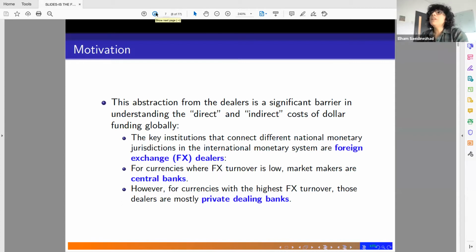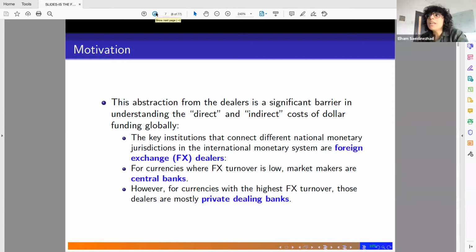So the problem with the current literature, as we just said, is that they are abstracting from the foreign exchange dealers. However, this abstraction is going to be an important obstacle for our understanding of the direct and indirect cost of access to dollar funding. Why does this matter a lot? Because in most cases, the international jurisdictions in the international monetary system are connected through these dealers.